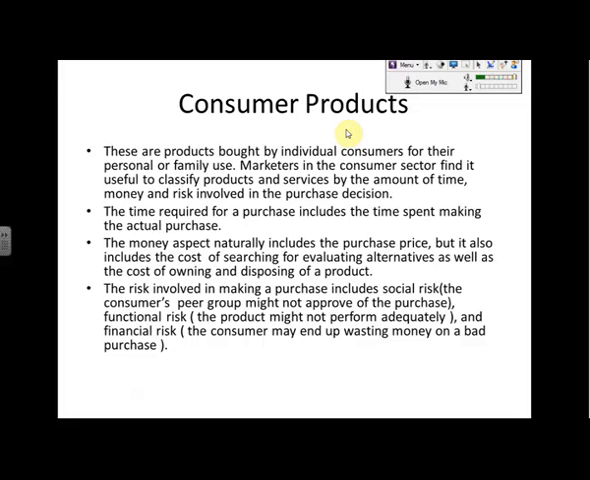Risk is involved in making a purchase. It includes social risk, where the customer's peer group might not approve of the purchase. You also look at functional risk, where the product might not perform adequately. And then lastly you look at the financial risk, where the consumer may end up wasting money on a bad purchase.